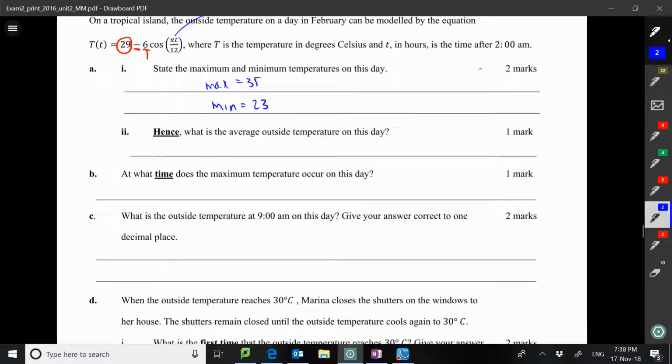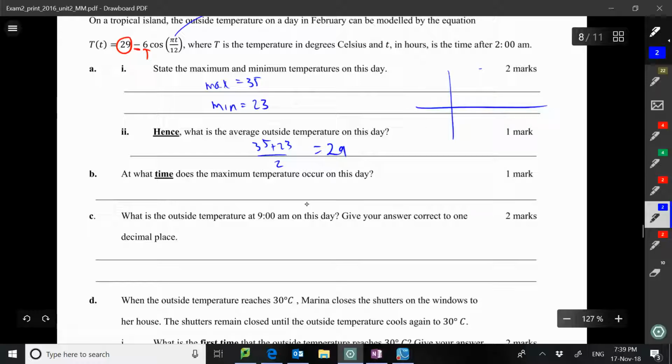Hence, what is the average outside temperature? Well, the average is the center. So even if you didn't know that, you can do 35 plus 23 divided by 2, and it will give you the average anyway. But remember, I drew the graph for you, and I said, well, normally a cos graph would look like this, where it's from -1 to 1, and the center is at 0. But since you're adding 29, 29 means up 29. I knew the center goes all the way up to 29. And the max became 29 plus 6, which is 35, and then the minimum was 29 minus 6. That's how I knew what the graph roughly looked like. But the average would be the center, which is 29.